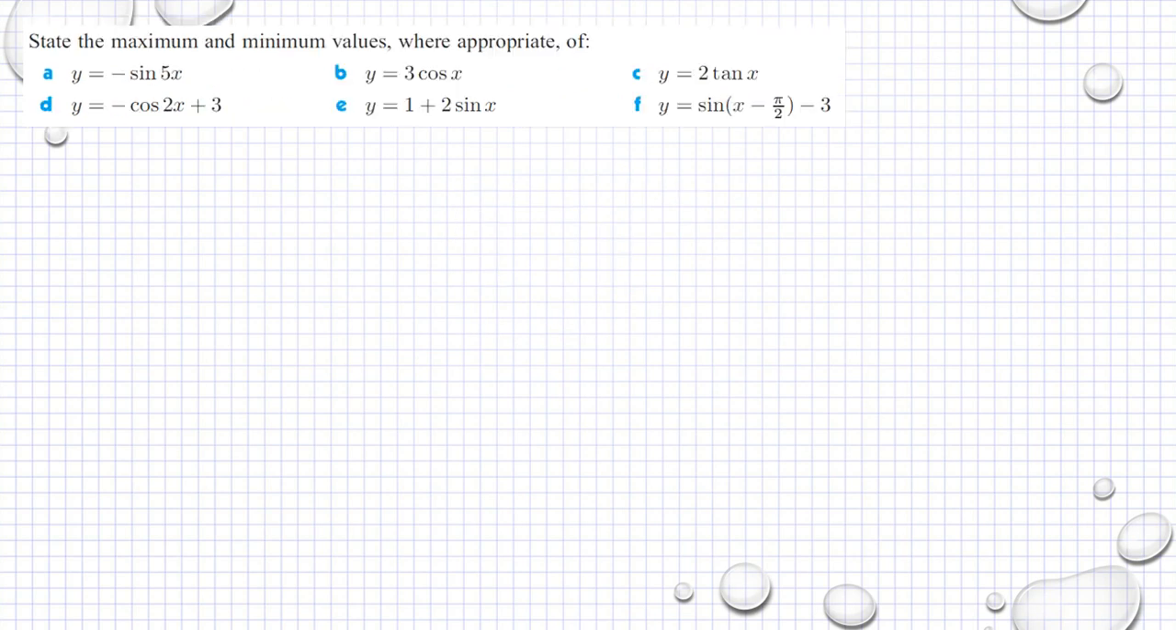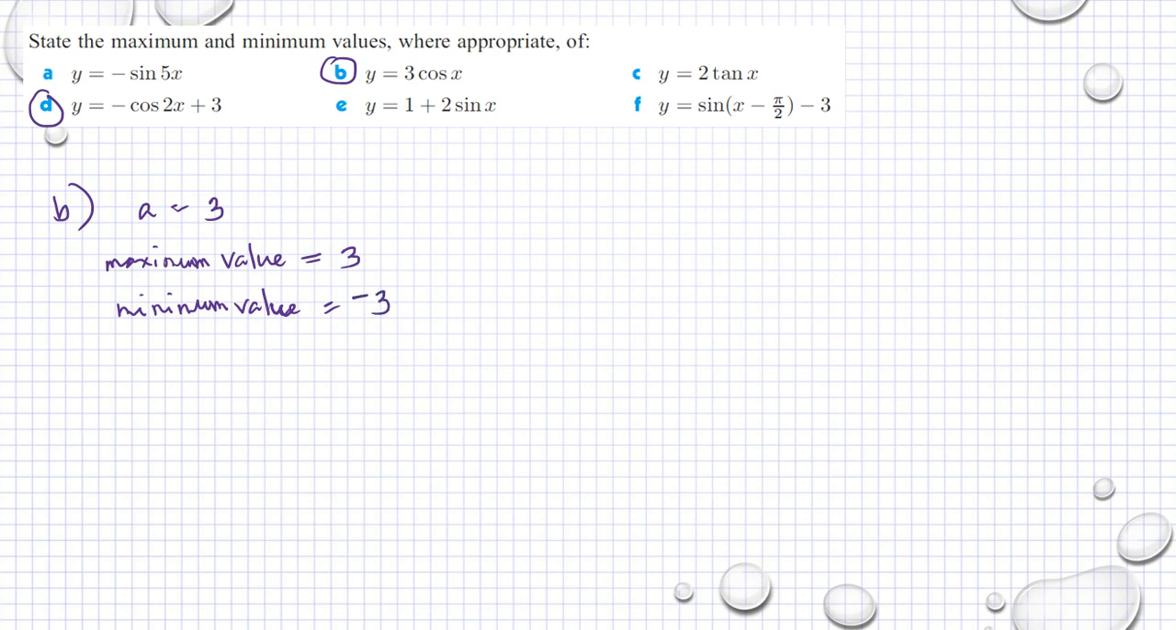Last one maybe, yes? State the maximum and minimum values where appropriate. We have d here, we have b. Okay, we start with b. We have our a is equal to 3. So we have now our maximum value is equal to 3 and our minimum value is equal to negative 3.